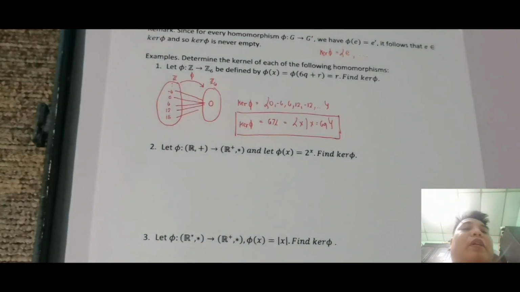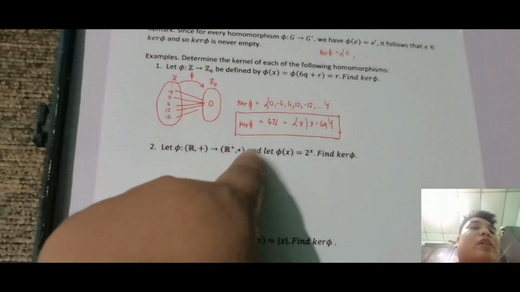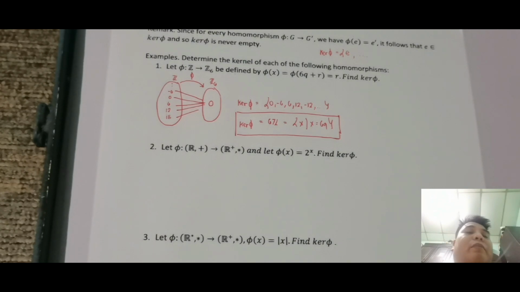So punta tayo dito. Let P be a mapping from R, plus going to R raised to plus, multiplication. So again, multiplication yan. Okay, so let P of X is equal to 2 raised to X. So find Ker of P.